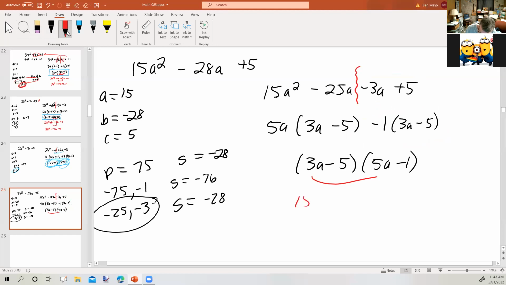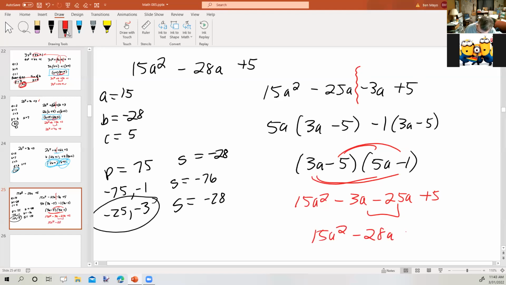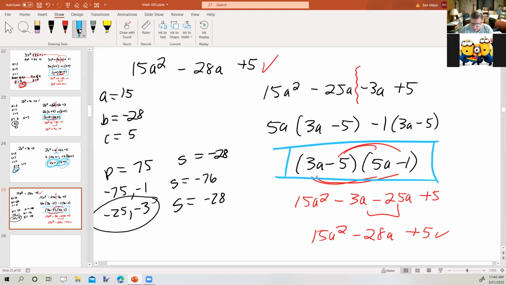3a times 5a is 15a squared. 3a times minus 1 is minus 3a. Minus 5 times 5a is minus 25a. And minus 5 times minus 1 is plus 5. Combining like terms, 15a squared minus 28a plus 5, it checks. So here is the correct answer.